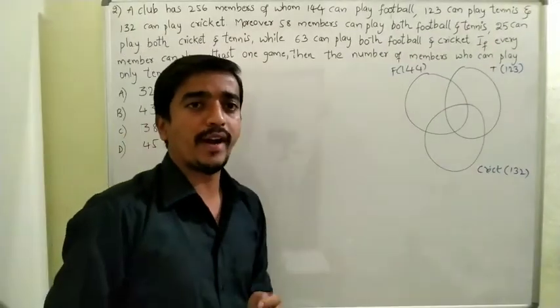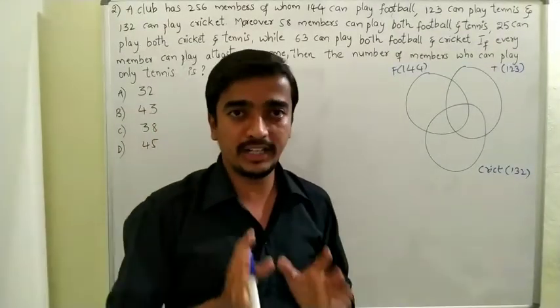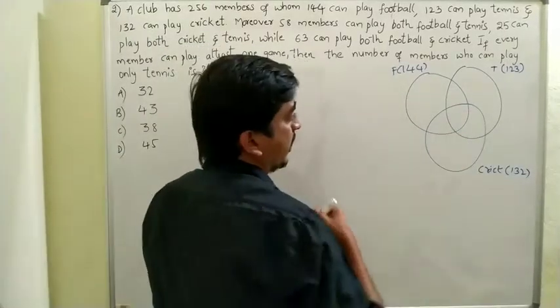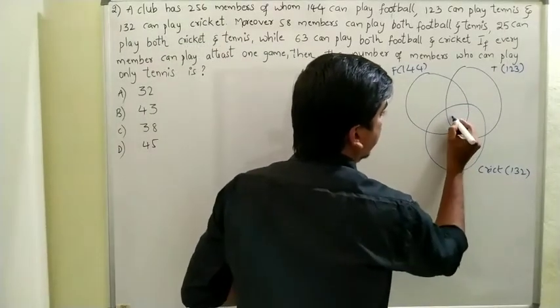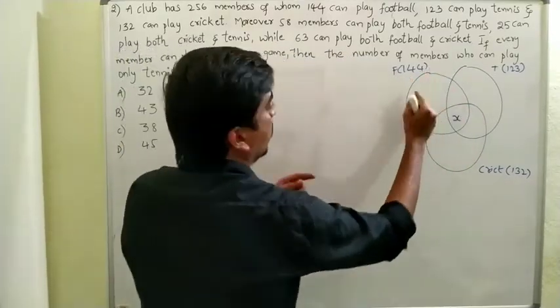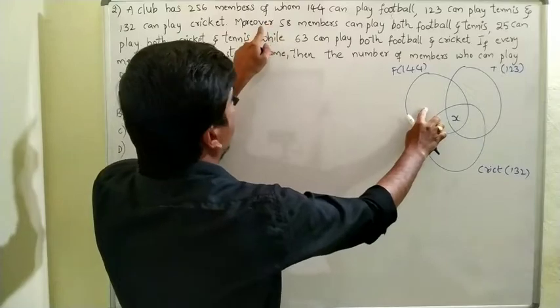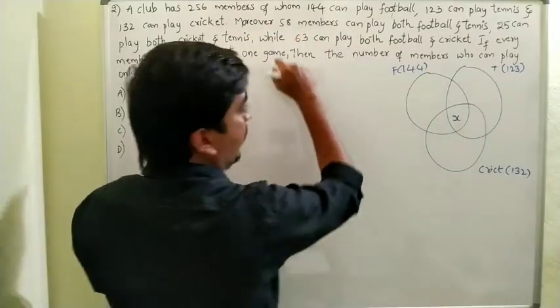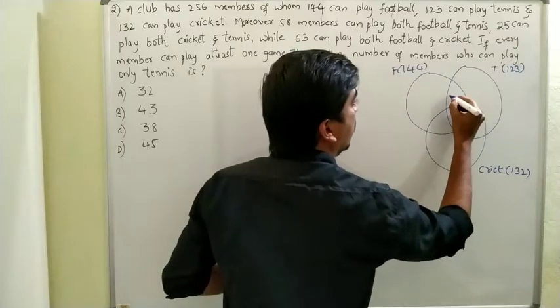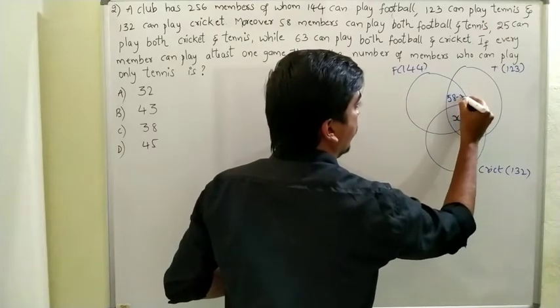So now we have to find the players who are playing only tennis. Here you can see the intersection point. Take this triple intersection point as X. Then the players who are playing football and also tennis are 58, so this part is 58 minus X.